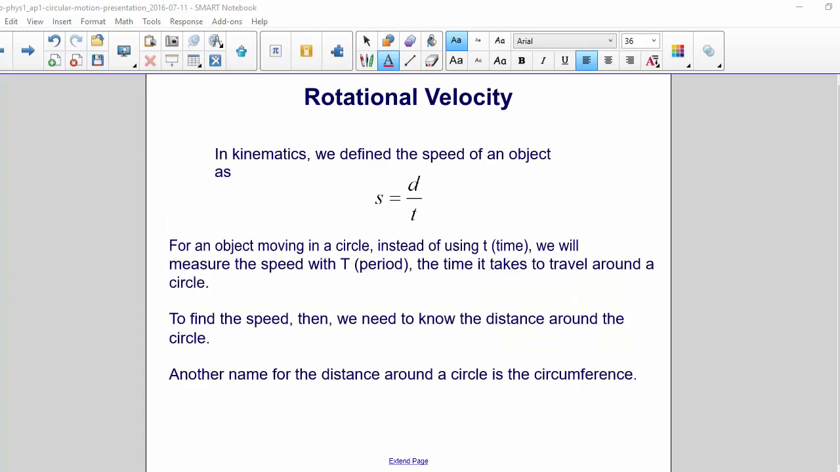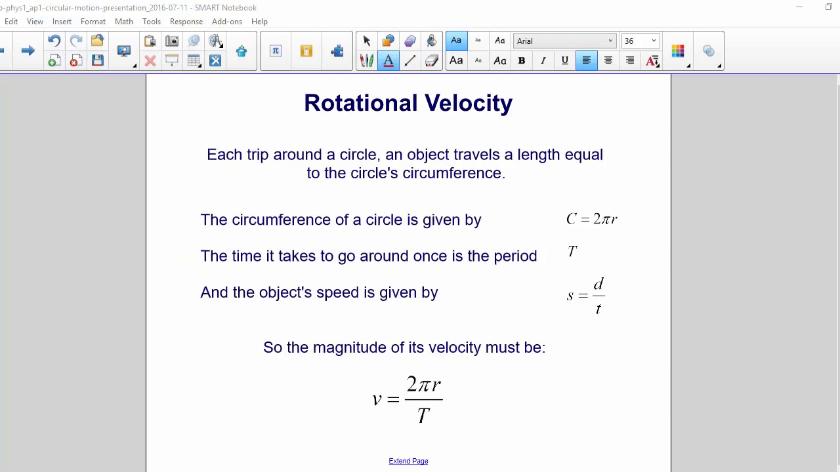Remember from kinematics, we define the speed of an object as speed is equal to distance over time. For an object moving in a circle, instead of using any old time, we're going to use the period, the time it takes to travel around the circle once. To find the speed, we then also need to know the distance around a circle, and another name for that is called circumference. The circumference of a circle is given by 2 pi r, and the time it takes to go around once is the period T.